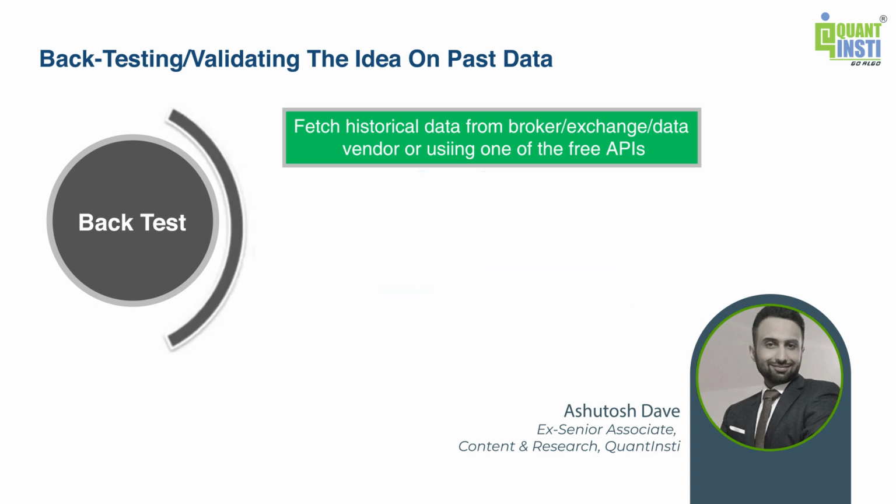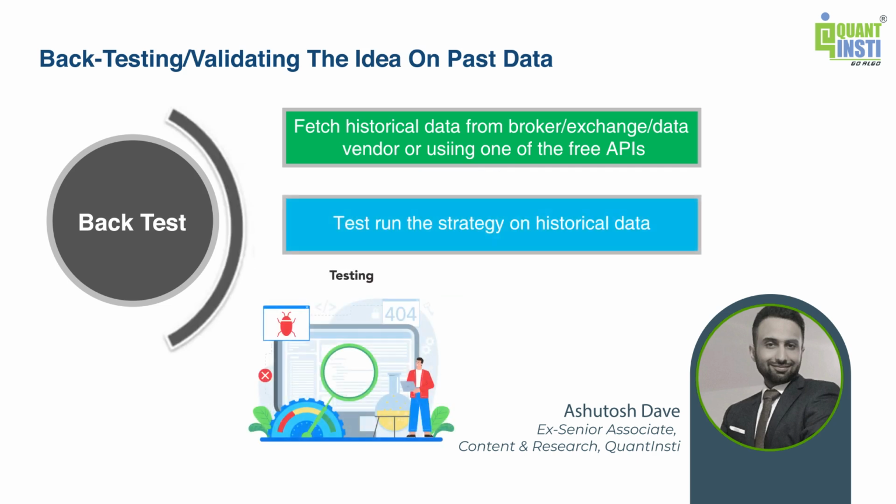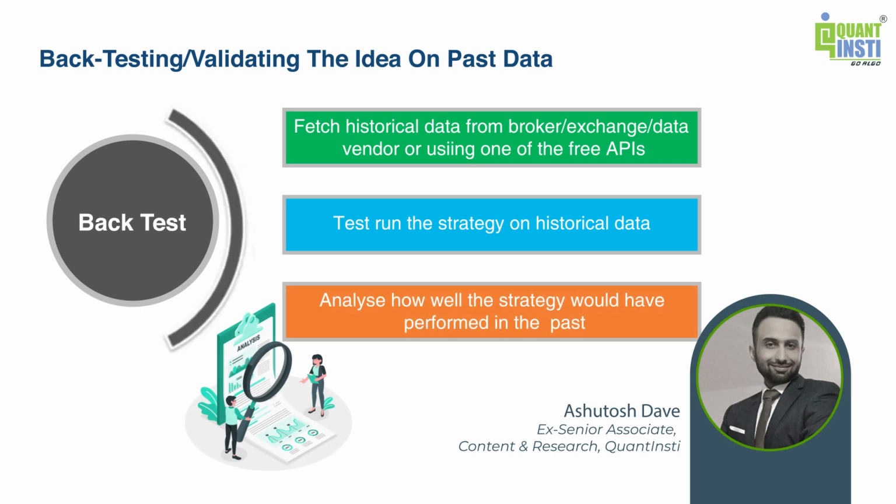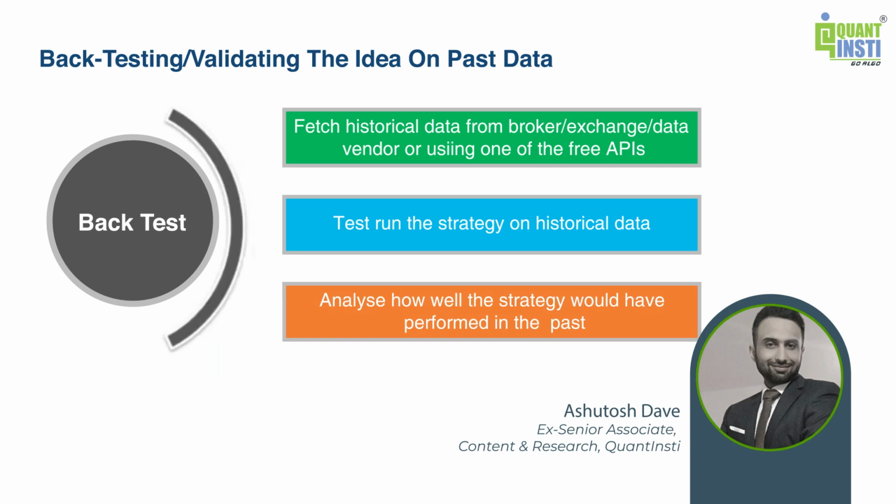So once we have the data, we can run the strategy on historical data. We can see then how it would have performed historically. So that is the process of backtesting. And once we have the results, we can analyze them in several ways. We can look at the risk metrics, we can look at profitability metrics. So we can analyze it from different angles. So that is the process of backtesting.